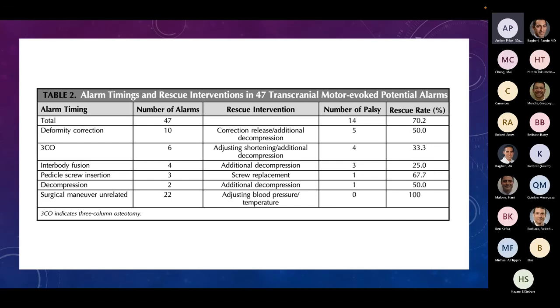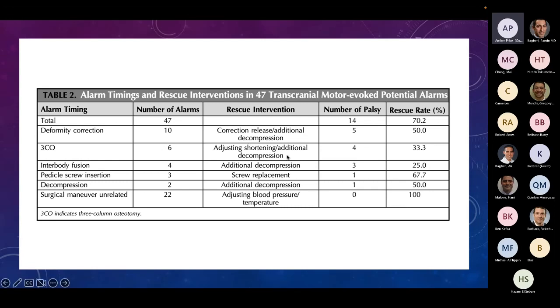And they looked at when did the alarms occur, and then if they performed a rescue intervention, what was the actual rescue rate. And so what they found was that the majority of their alarms occurred either during the deformity correction or during the 3-column osteotomy. And so you can see 16 total of the number of alarms were real. So the other 22%, these were just things like hypotension, hemoglobin adjustments, things like that. And so obviously the rescue rate for that was 100%. But if you rule that out, if it's a real issue, it's usually going to occur during the deformity correction or during the 3-column osteotomy.